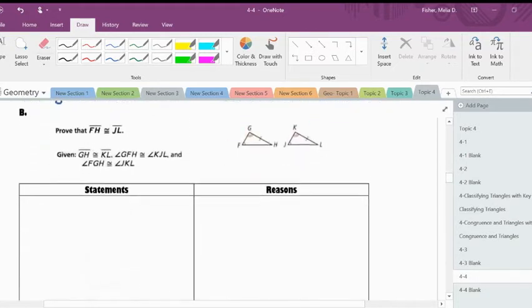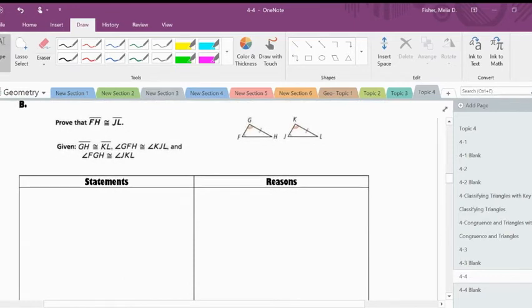On part B, we're going to use a proof. We're going to try to prove that side FH is congruent to side JL. We're given some information, which is of course the first thing we write in our proof. GH is congruent to KL. I'm going to check to make sure that that is marked in my picture, and it is marked, and it's a side length, so it's marked with a hash.